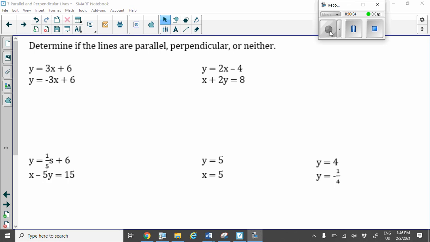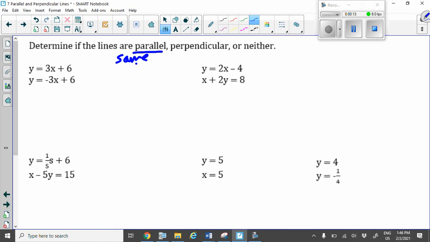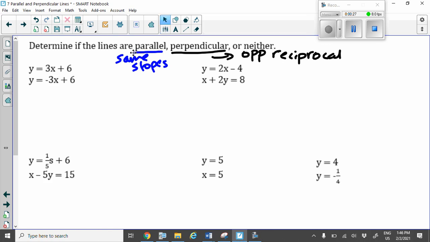We're going to determine if the lines are parallel, perpendicular, or neither. So remember, in order to be parallel, that means we have the same slopes. Perpendicular means that we have opposite reciprocals for our slopes. And neither just means that they're neither the same nor opposite reciprocals, okay? Okay, so let's look at our first one.